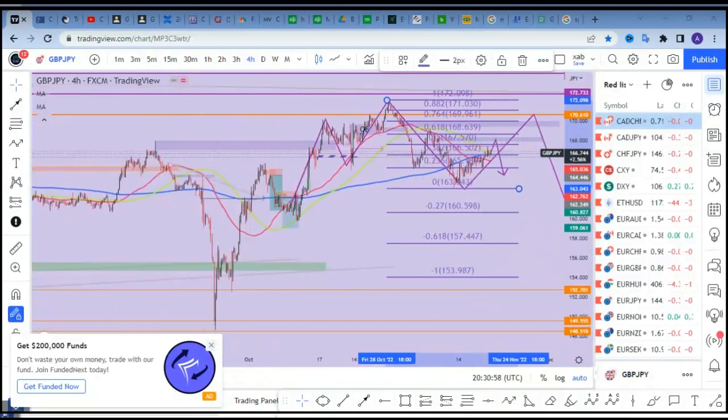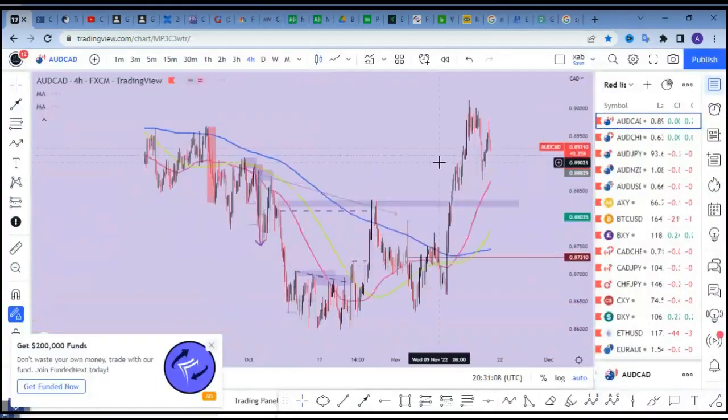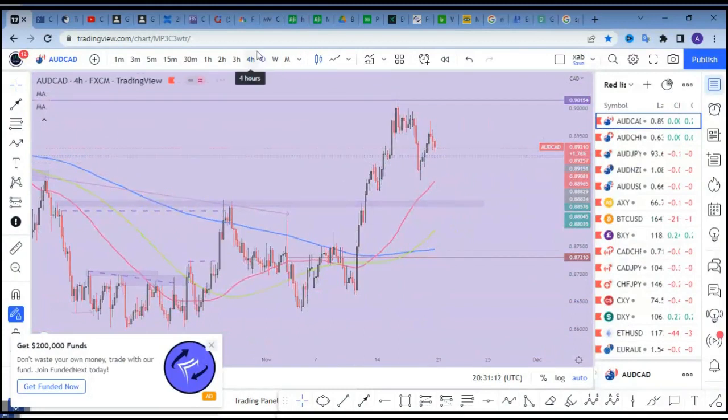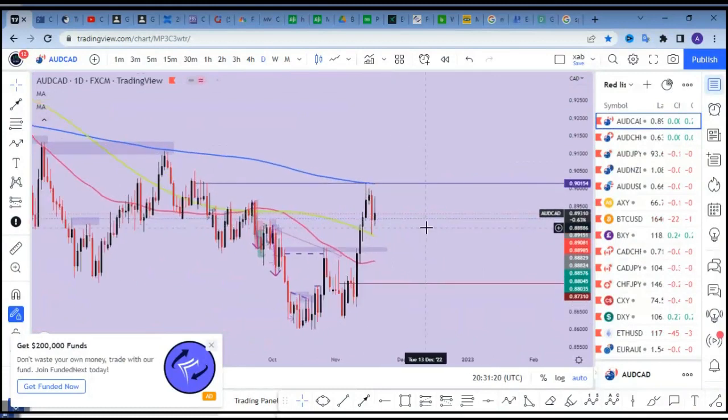Then the next pair, according to your request, is AUD CAD and then gold. Yeah, so this is AUD CAD. I had this zone marked out. Price tapped into it and reacted perfectly from that zone.